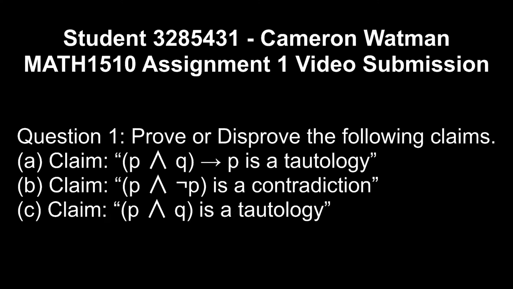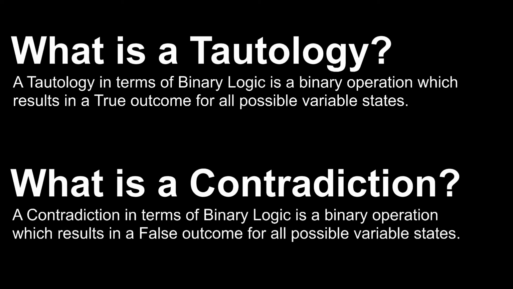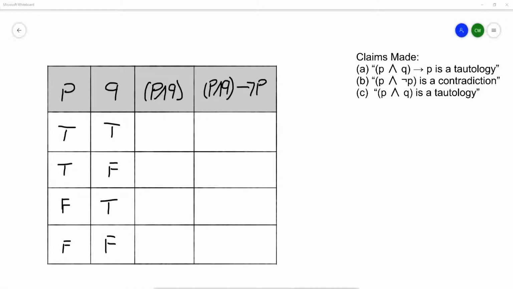So before we can actually do those questions, you've got to define what these terms mean. So a tautology is basically where you have one binary operation where all the outcomes are true, and the opposite for a contradiction. So if you have one binary logic operation, then the truth table will output false for all 4 states. So we'll go along to the working now, but just remember we've got the claims on the right hand side.